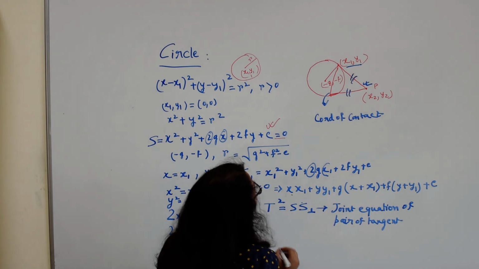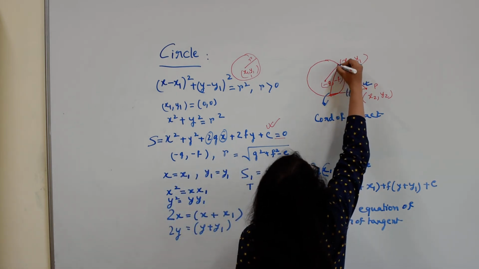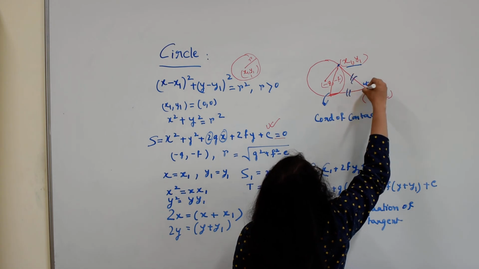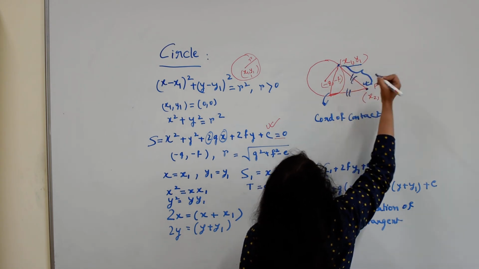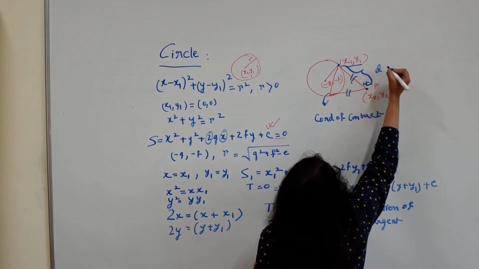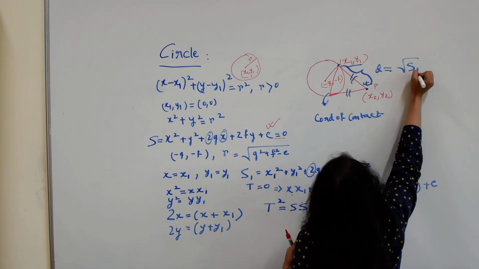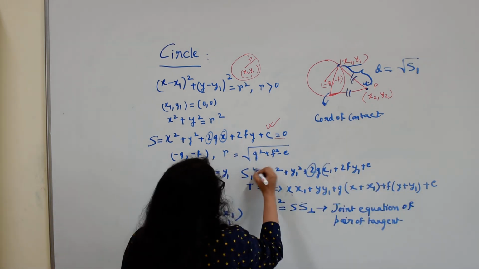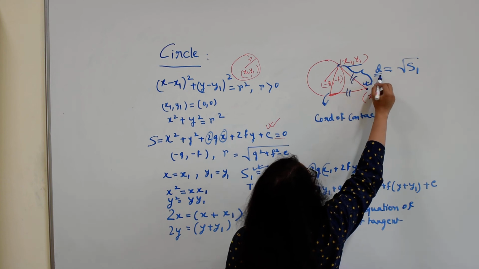Now, if we are asked to calculate the distance between the point of contact and the point from where we are drawing the tangent, let's say D, this will be root of S1, and what we know about S1 is this. So this will be the distance, or we can say the length of the tangent.